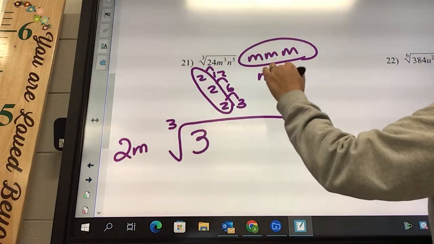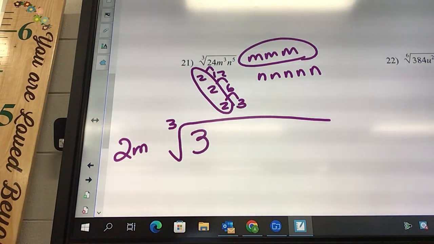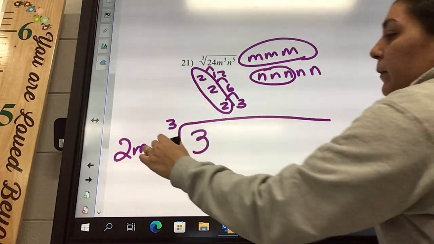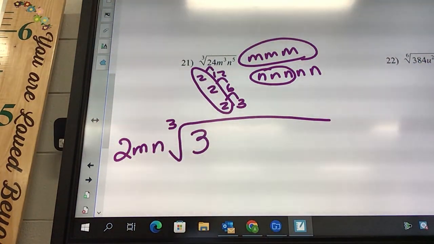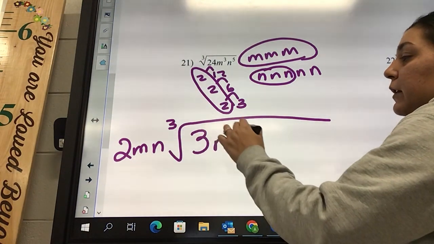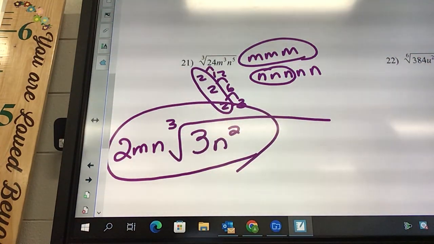Then I got 1, 2, 3, 4, 5 N's. How many of those guys can go? 1 group. Okay, who cannot go? 2 N's. So what is that going to look like? N squared on the inside. Okay, you guys got 11 of them to do.